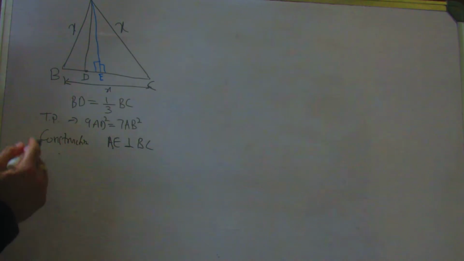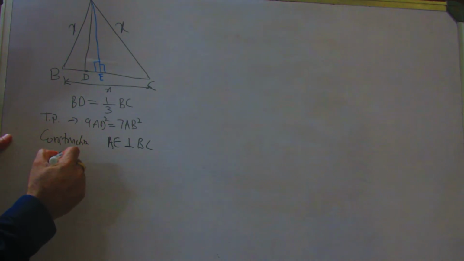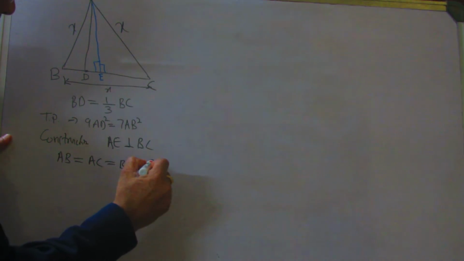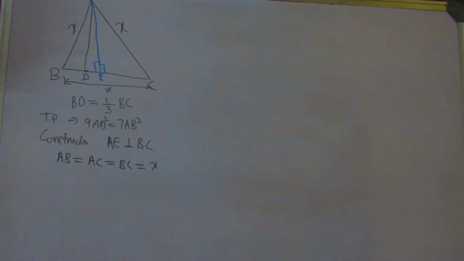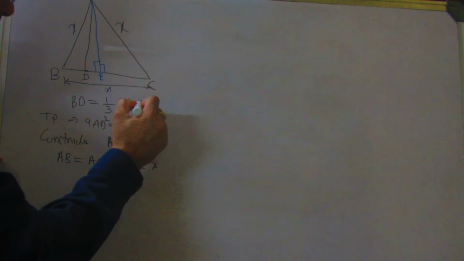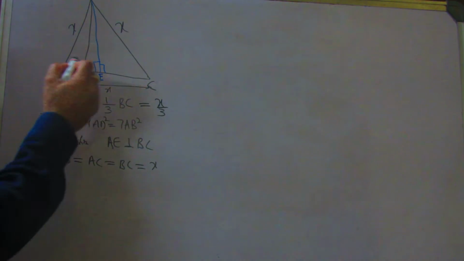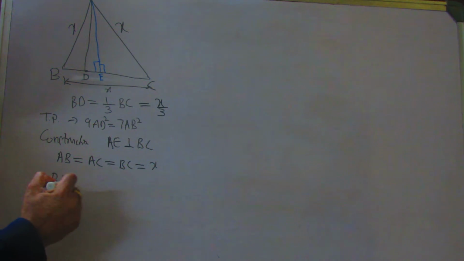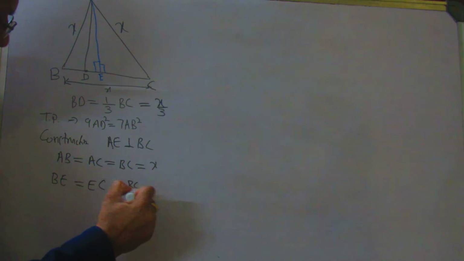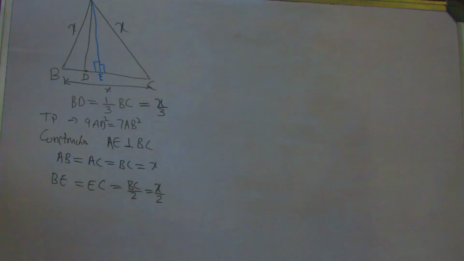So now what will happen? We will write this, that since it's an equilateral triangle, let us say AB equals AC equals BC and each side let it be X. Also, given is that BD is 1 by 3 of BC. That means BD is X by 3. Now since we just proved that BE is equal to EC, which is equal to BC by 2, each of them is equal to X by 2.